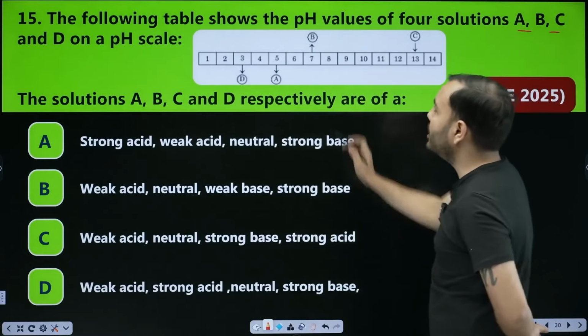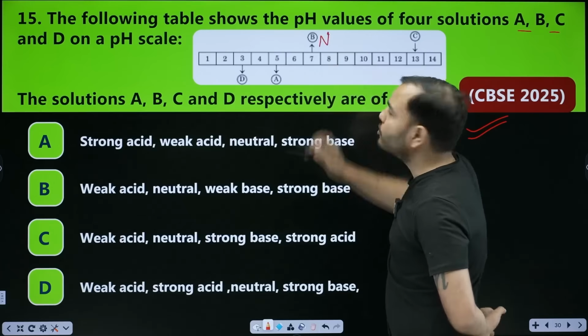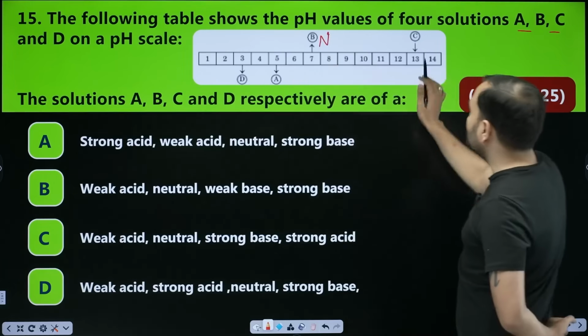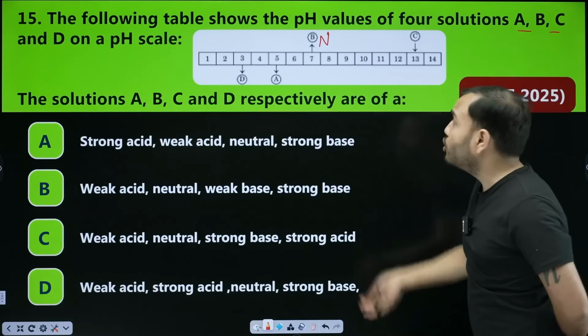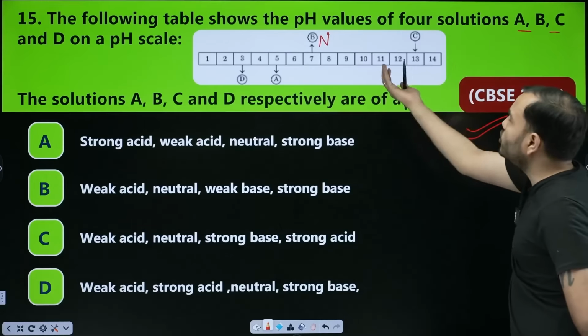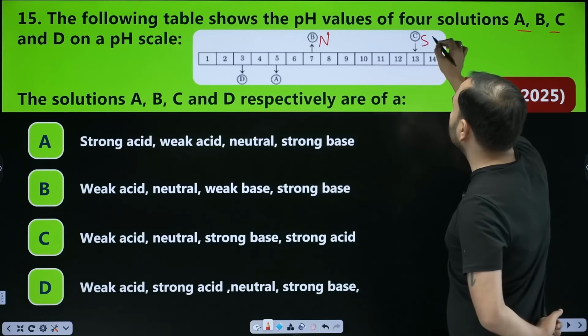See, I am going to start with pH 7. There is a B on pH 7. pH 7 means neutral. It's quite definite. Now let's move on. Now see, more than pH 7 is base. And this is quite far from 7. It's on 13, meaning very strong base. So I have written SB.